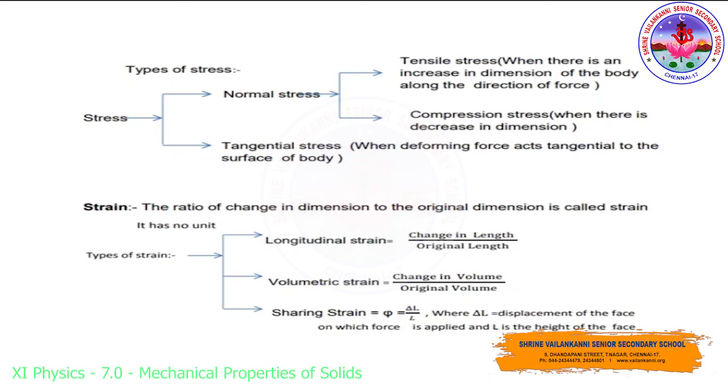Strain is the ratio of change in dimension to the original dimension. It has no unit because it is change in dimension by the original dimension. What are the types of strain? Longitudinal strain, volumetric strain, and shearing strain. Longitudinal is the change in length, volumetric is the change in volume by original volume, and shearing strain is theta, not phi, theta, that is the angle change. Have you all got it, children?